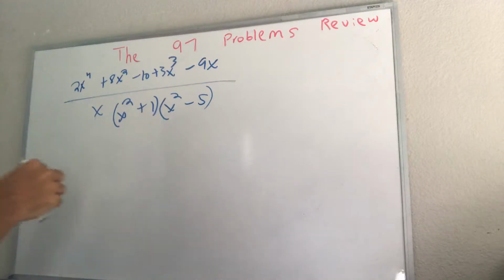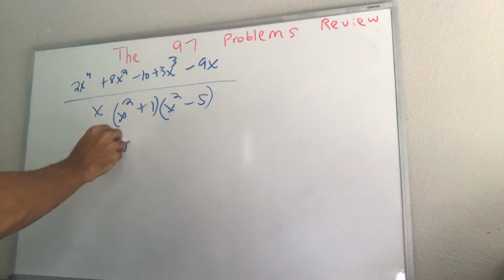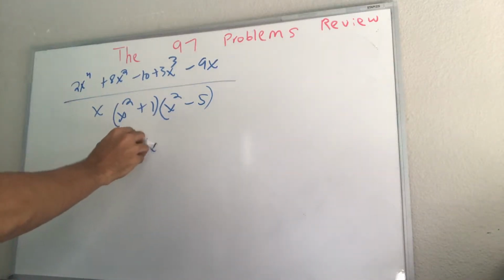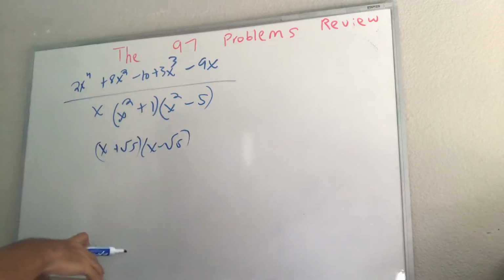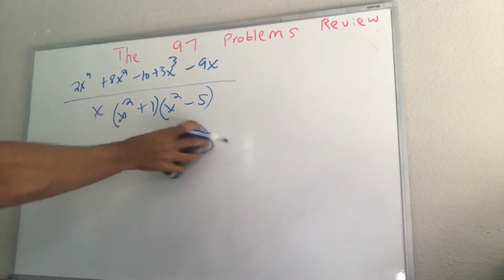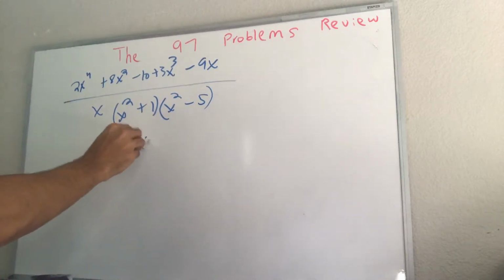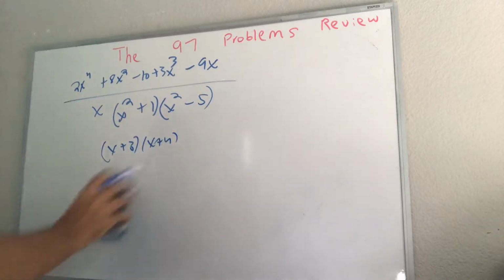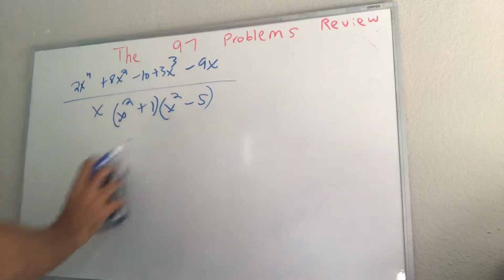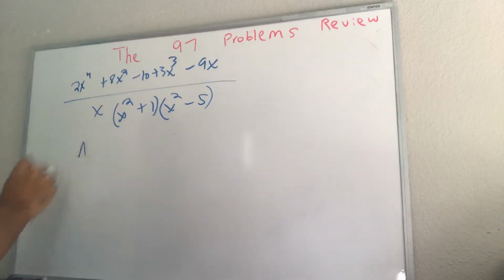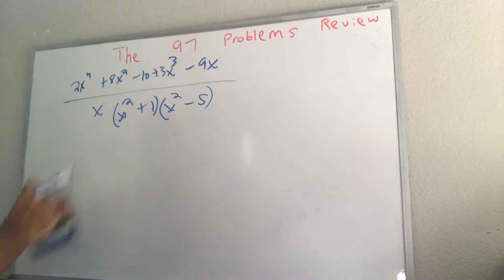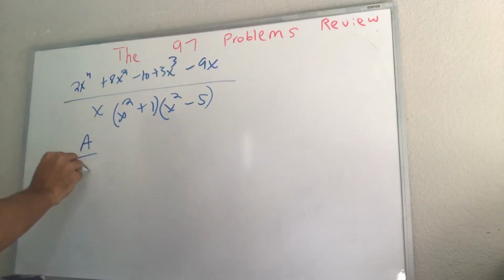You don't want to write this as x plus root 5 times x minus root 5, right? That's not what we're looking for here. We want those distinct linear factors such as x plus 3 times x plus 4, right? And when we have those distinct linear factors, we're using those variables a, b, c, and d. So here for x, we would have something like a divided by x.